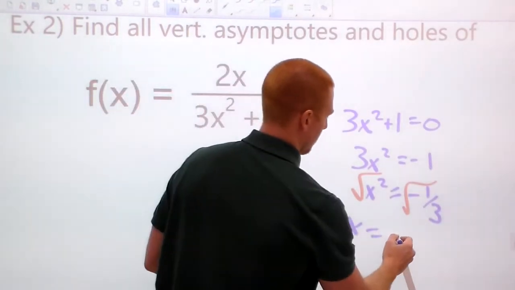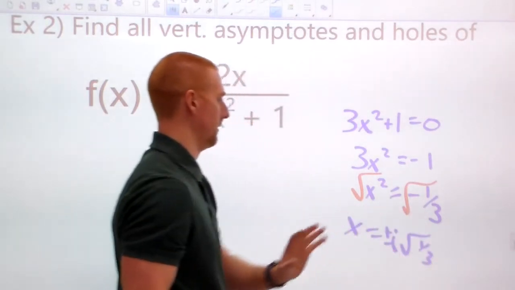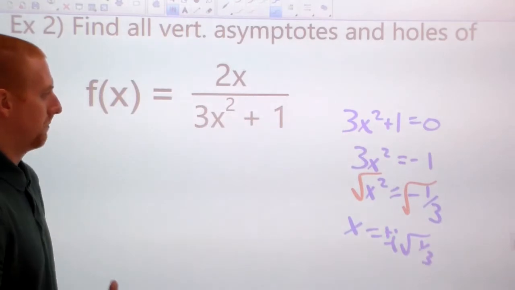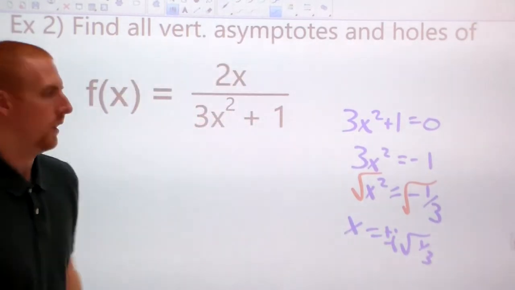I guess I could go further. It's i plus or minus i squared of 1/3. We could rationalize that a little bit more, but that's where we're ending up. This is two complex solutions.